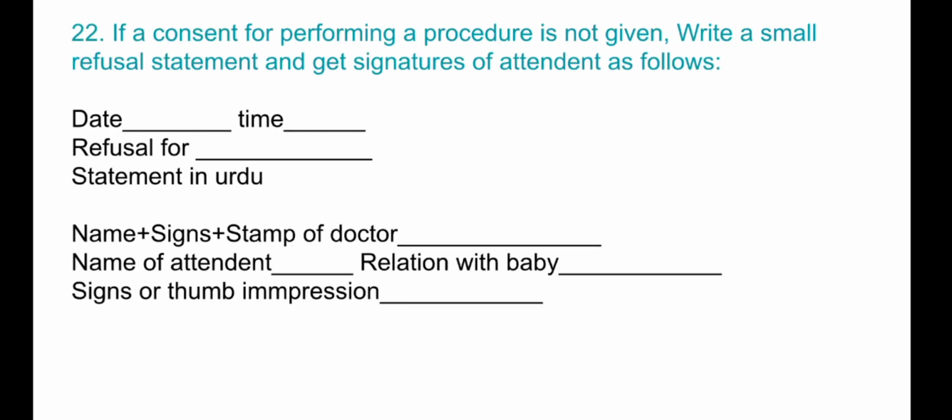If consent for performing a procedure is not given, write a small refusal statement and get signatures of attendants as follows: date, time, refusal for, statement in Urdu, name, sign and stamp of doctor, then comes the name of attendant, relation with baby and signs or thumb impression.